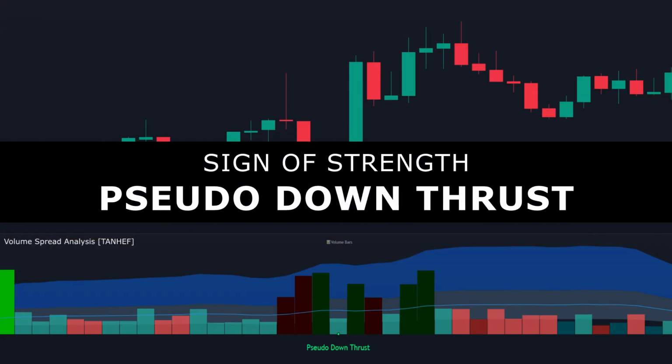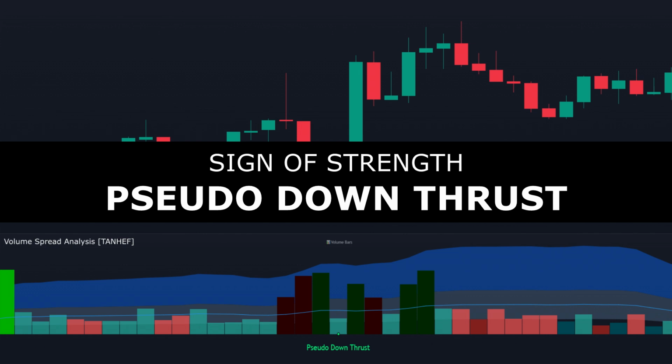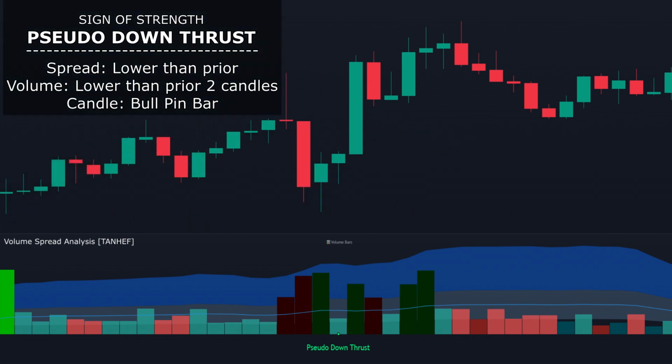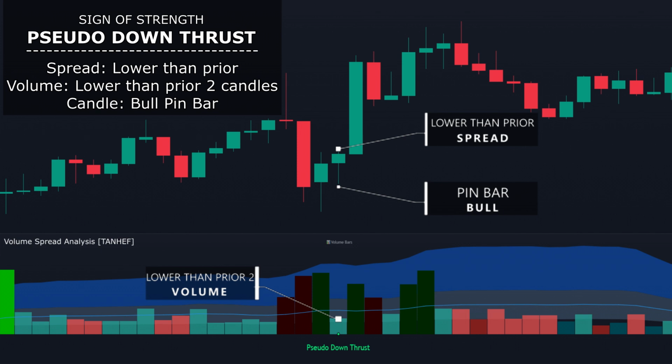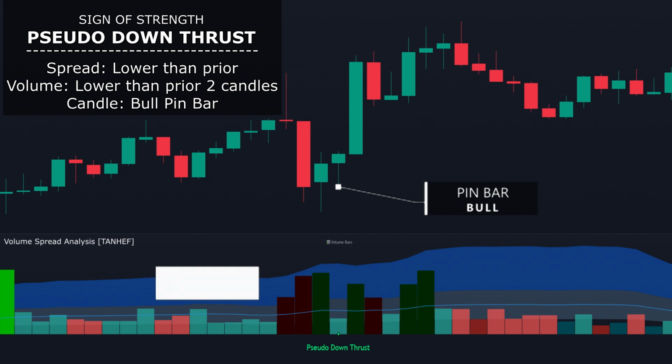Sign of strength, pseudo downthrust. The pseudo downthrust requires a lower than prior bar spread, lower than prior two candles volume, and a bull pin bar. This suggests a weakening of the downtrend momentum with a potential upwards continuation if the high is broken.